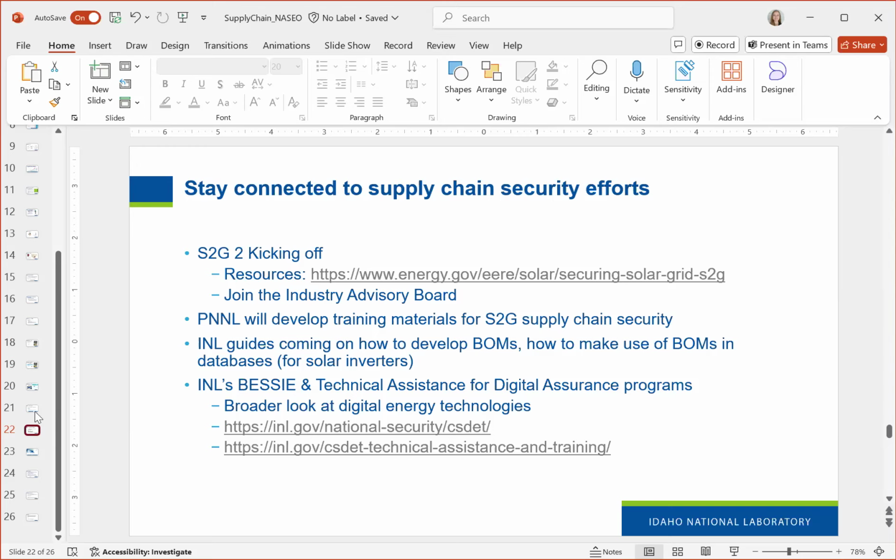Yes, we've got those upcoming materials for solar inverters, and then INL also leads a couple of other projects, including one called BESSY and one called Technical Assistance for Digital Assurance, that are a broader look at digital energy technologies and supply chain security, using some of those cyber-informed engineering principles, and providing technical assistance specifically to awardees of federal projects, but you don't have to be an awardee of a federal project to get access to some of these resources.